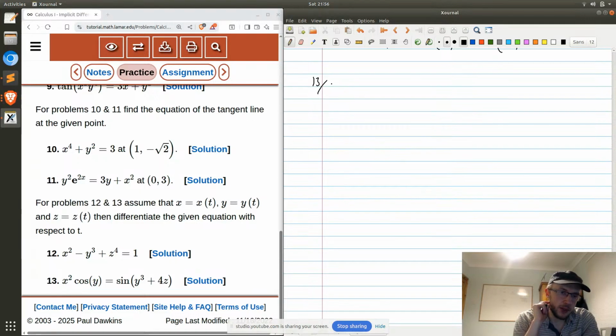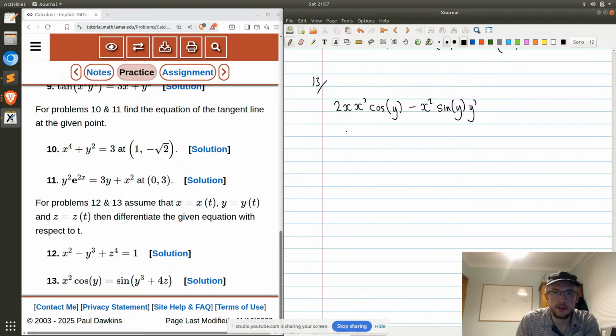Okay, so we have a product, and it's of two functions. All right, so let's think. Differentiate the first one, and we get 2x x prime cosine of y. Differentiate the second one, and we get minus x squared sine of y times y prime.